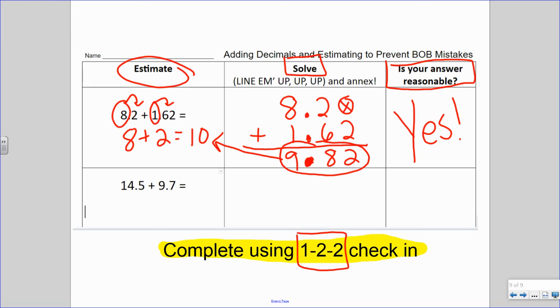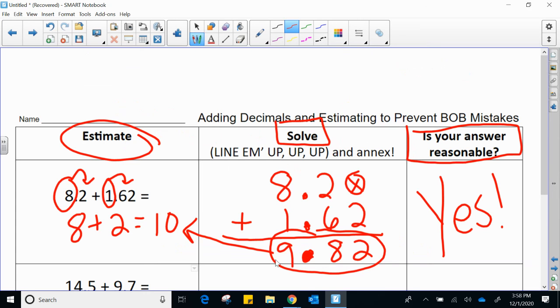You are going to complete the rest of these in a 1, 2, 2 check-in. That means do 1 check-in, then do 2 more and check in, and then do the last 2 and check in. You got this. It is the same but different. You're already an expert. You just don't know it yet.